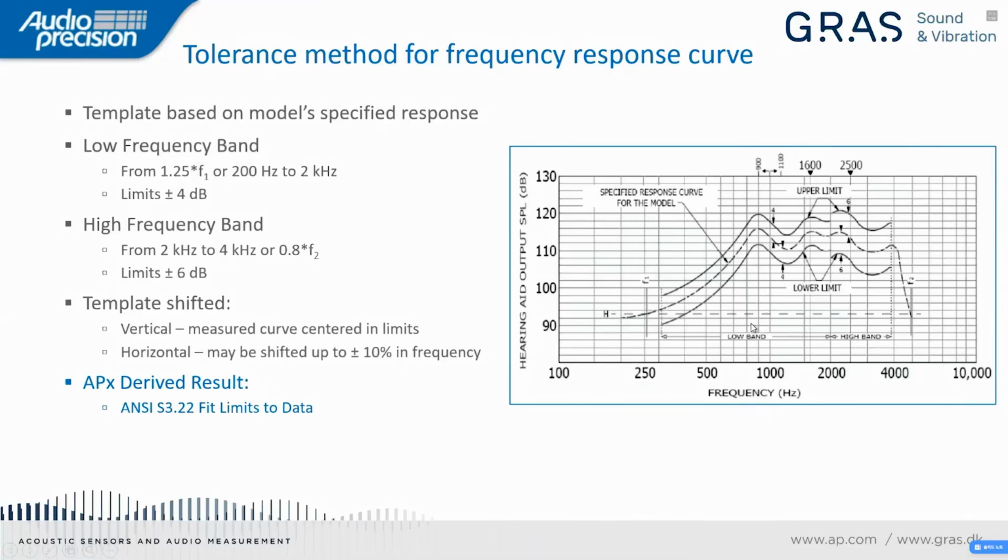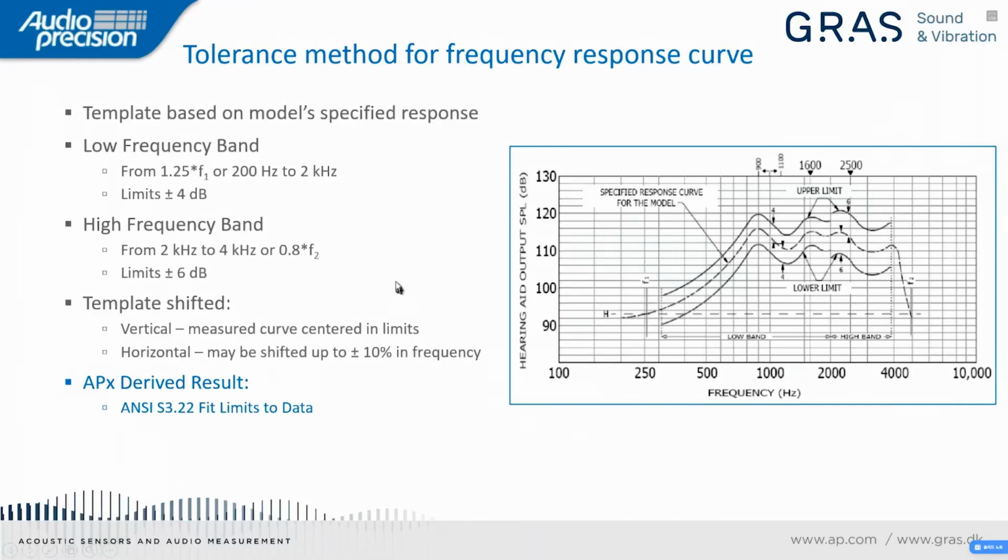The low band extends from 1.25 times F1, or 200 hertz, whichever is higher, up to 2 kilohertz. The limits in that range are plus or minus 4 dB, so you can see them here on the graph. The high band extends from 2 kilohertz to 4 kilohertz, or 0.8 times frequency F2, whichever is lower. In this case, the limits are plus or minus 6 dB. So you can see that we get a step change here at 2 kilohertz from limits of plus or minus 4 dB to limits of plus or minus 6 dB.